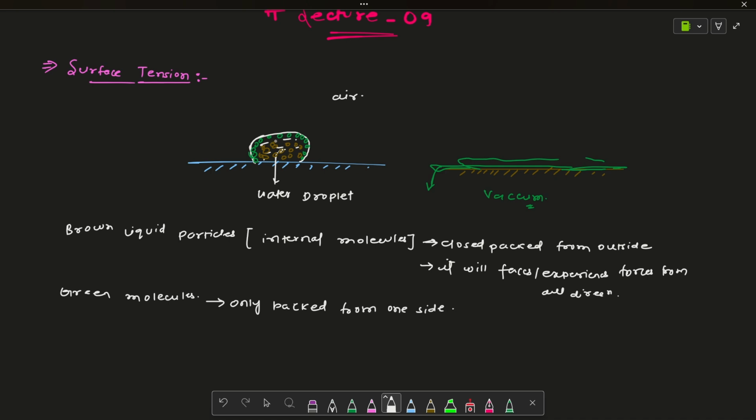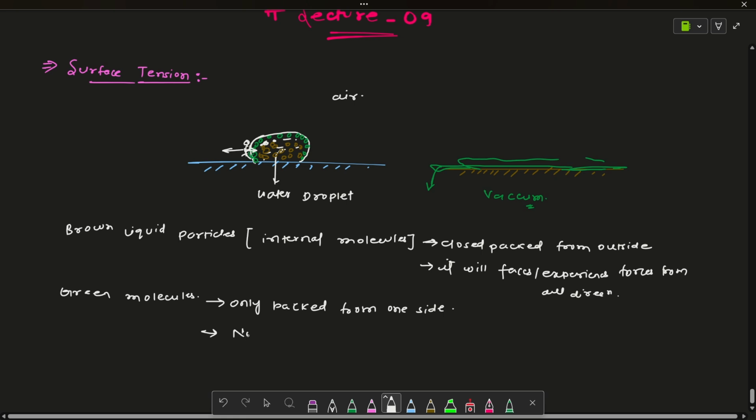Why am I saying that? For the green molecules, there are neighboring liquid particles only on one side. If you take a section at the interface, the left side is the atmosphere and on the right side you will experience fluid particles. So only from one side will you experience liquid particles, and from the other side you will not encounter any fluid particles. That's why a non-uniformity in the force will occur.